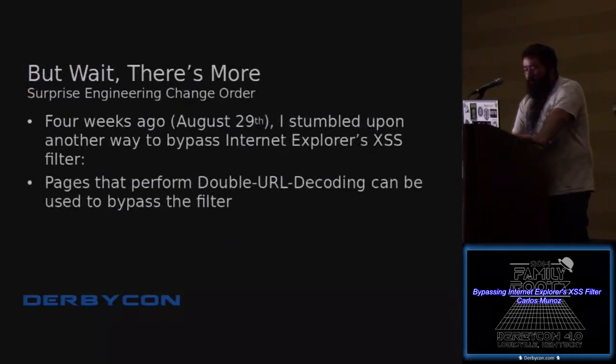So there's more. I said that it would end after the endnotes, but it doesn't. Three weeks ago, I stumbled on another way to bypass the filter. Every so often, you'll run across a web application that performs not just single URL decoding, but double URL decoding. It's not nearly as often as the rest of the stuff I showed, but this is still something that you'll run into every so often.